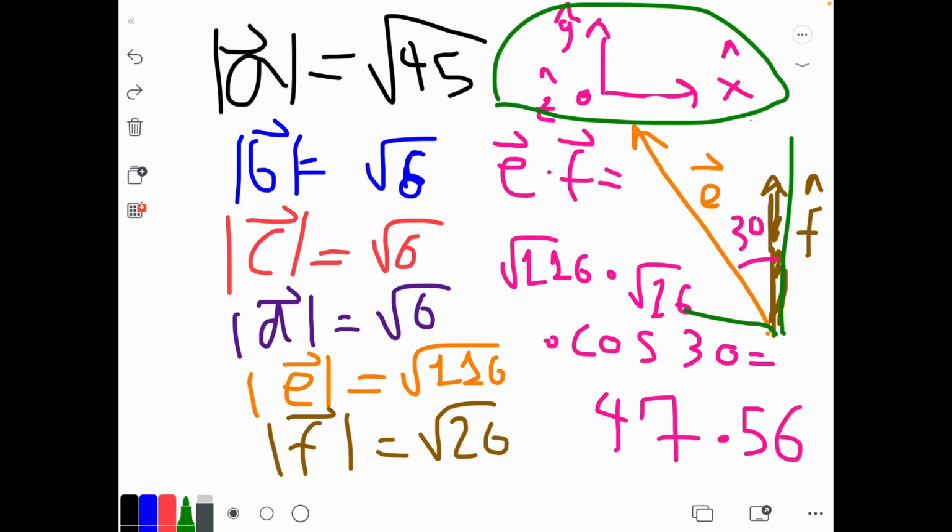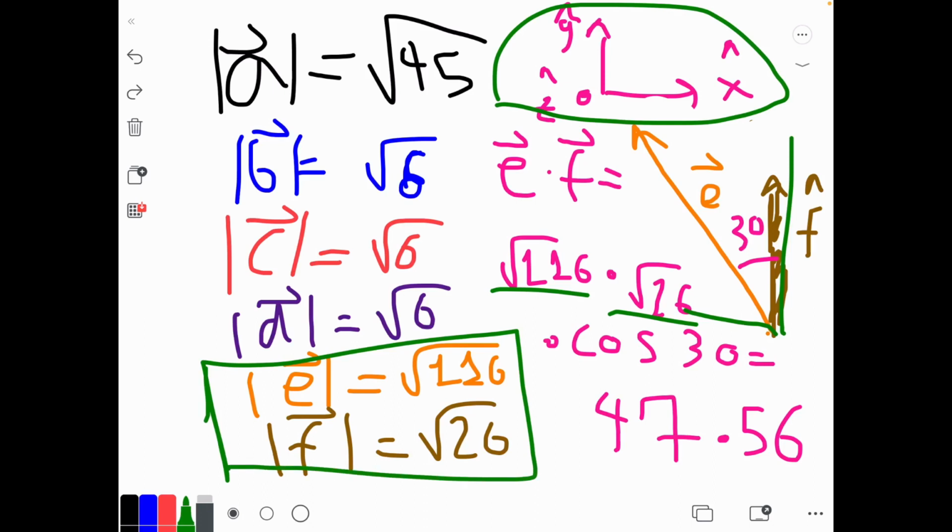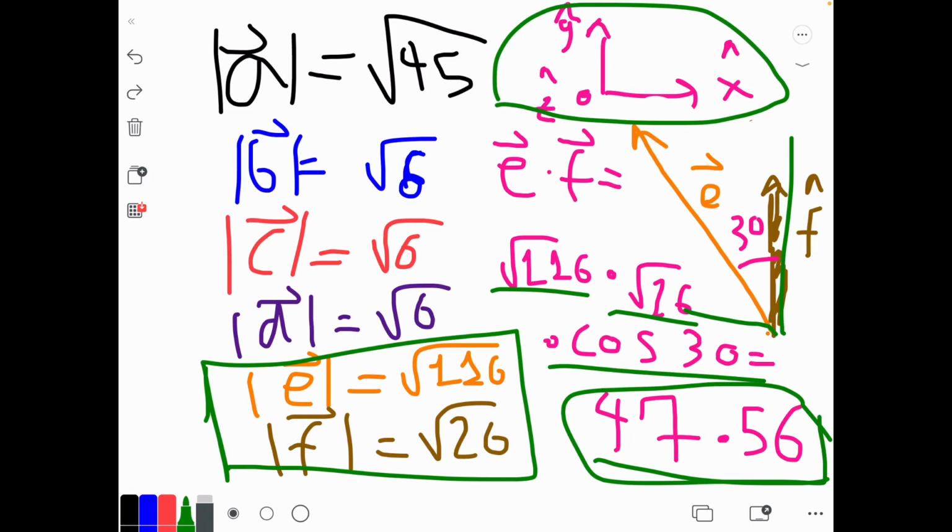So I'm going to say they have a 30 degree angle between them, and then we're going to put this to work and say, okay, square root of 116 times the square root of 26, because we get the magnitude from the components on that part, and then times cosine of 30, which gives us 47.56. And remember, an acute angle is going to give us a positive dot product.